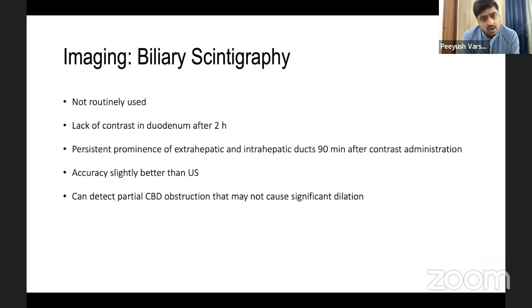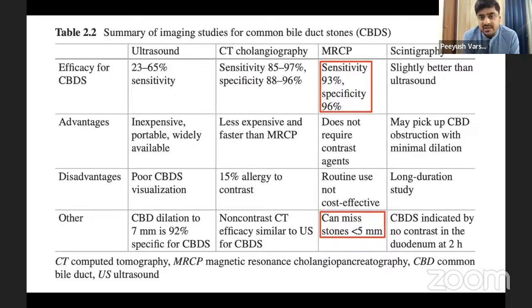Biliary scintigraphy, commonly known as HIDA scan, is not routinely done because it just shows whether biliary continuity is there and does not give any anatomical roadmap. This is the summary. Most important is the MRCP, which is readily available nowadays and should be done in all cases. Its drawbacks are that it is costly and can miss stones less than 5 mm.